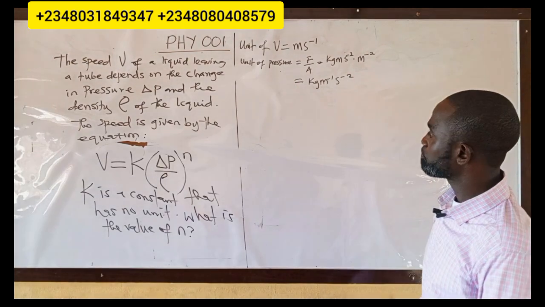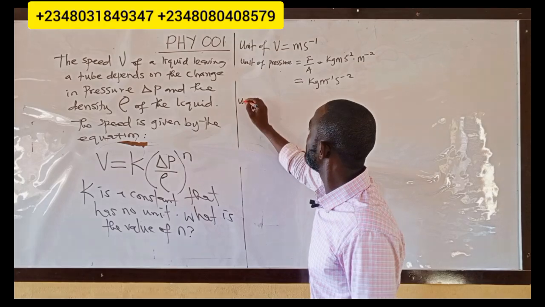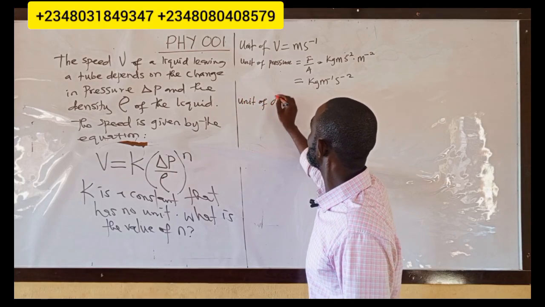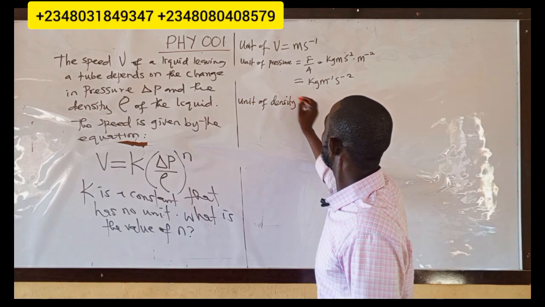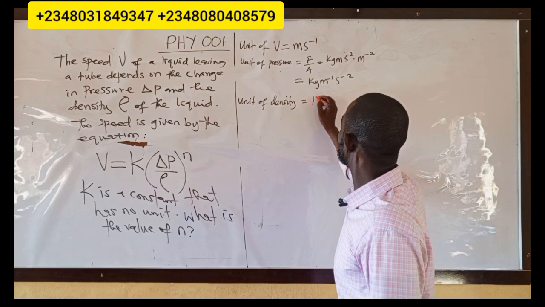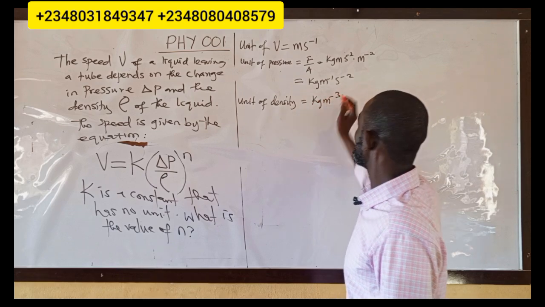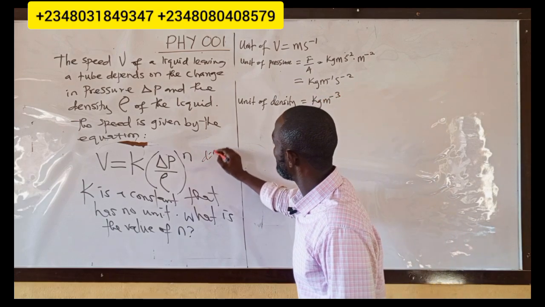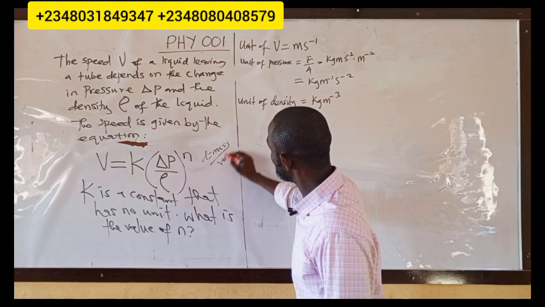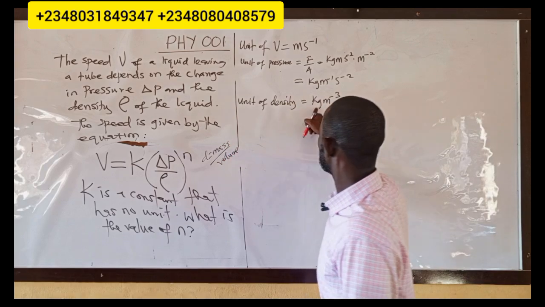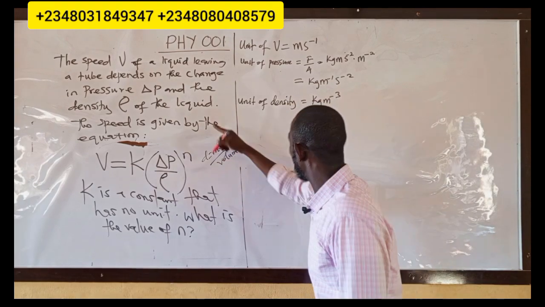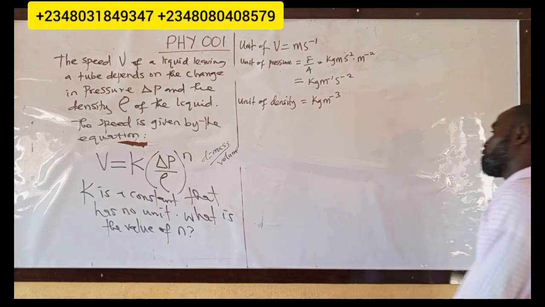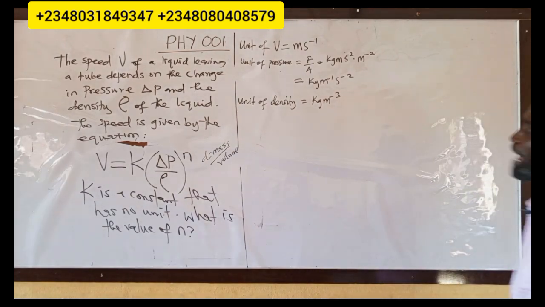Then the last one is density. The unit of density equals kg per meter cubed, because we said density is mass over volume. So kg, and the meter cubed goes up and becomes minus 3. So we are asked to find our n.